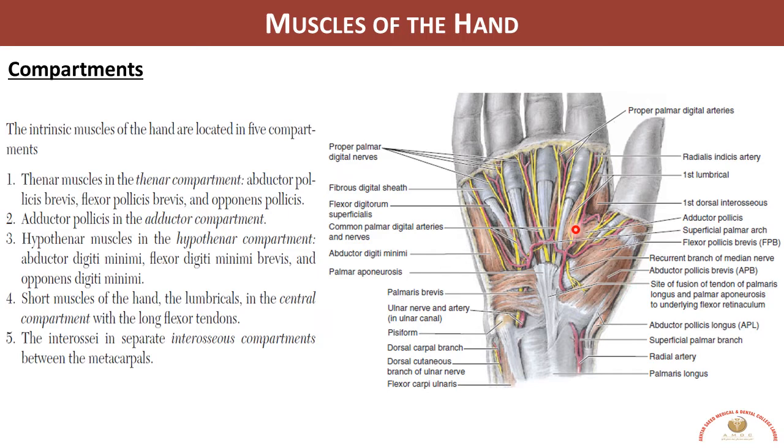Just medial to that is the adductor compartment, and here the adductor pollicis lies. You can see here this is a small muscle. This is the adductor pollicis. We will study about it one by one again.